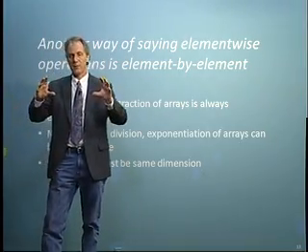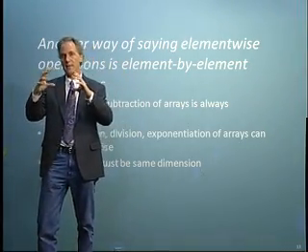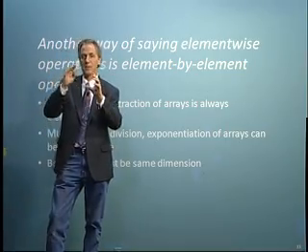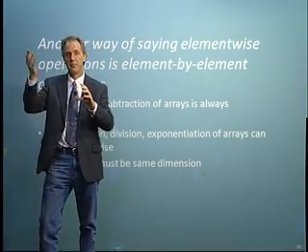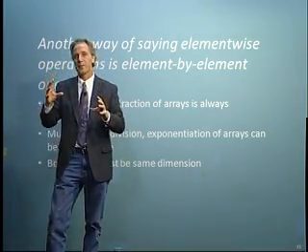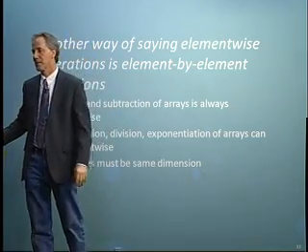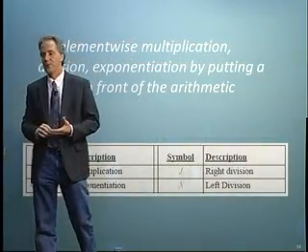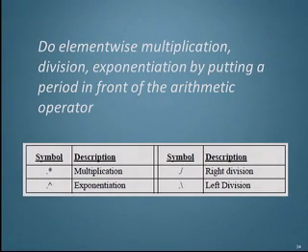Again, though, if you're going to mix those things together, a times b, or a divided by b, or a to a power, a to the b power, then they do have to be the same size and shape. To do that, it's a simple trick. Just put a dot in front of the operator. You're going to suppress the matrix mathematics and revert to element-by-element mathematics.